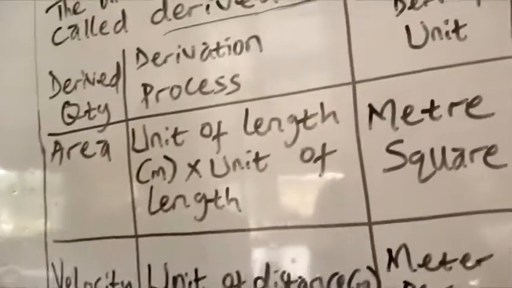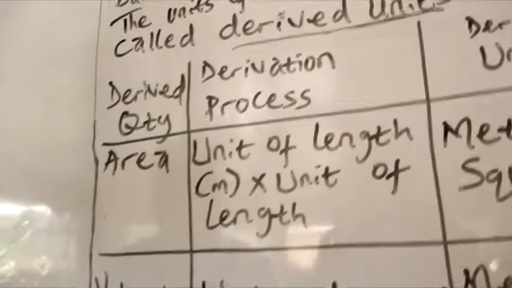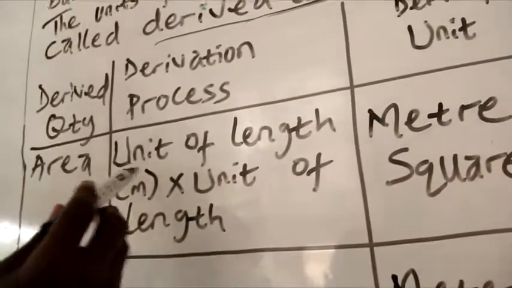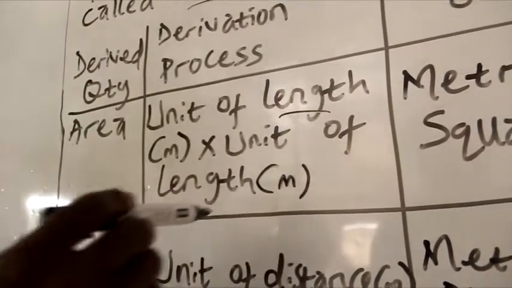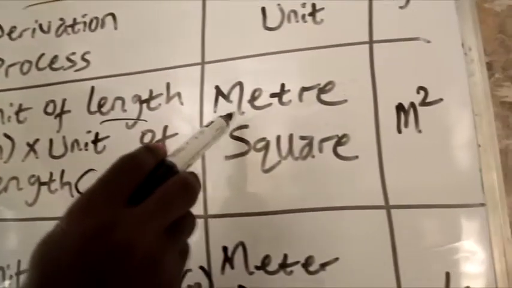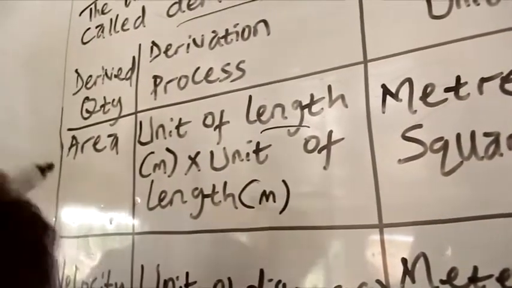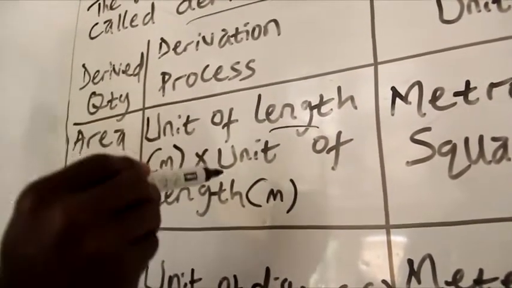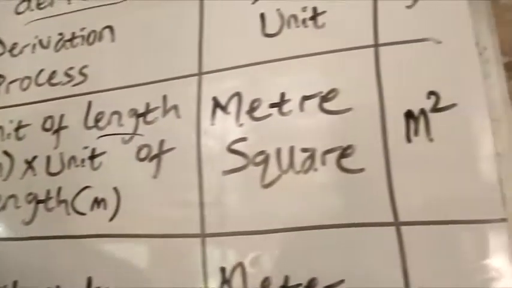So the first derived quantity we are looking at is area. How is the unit of area derived? It is derived from length. Unit of length in bracket meters times unit of length in bracket meters would give you the derived unit meter squared, written m squared. That means the unit of area is derived from the unit of length. Note that length is a fundamental quantity. So this will give you meter squared.